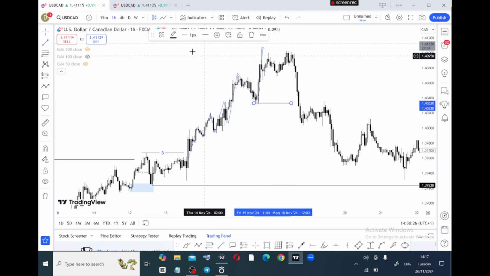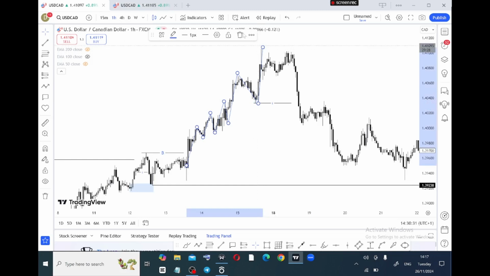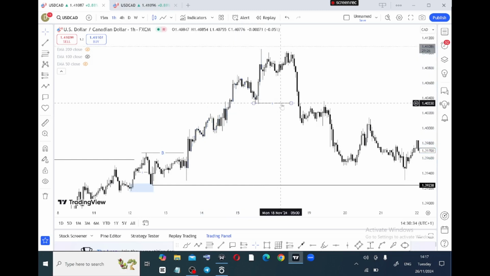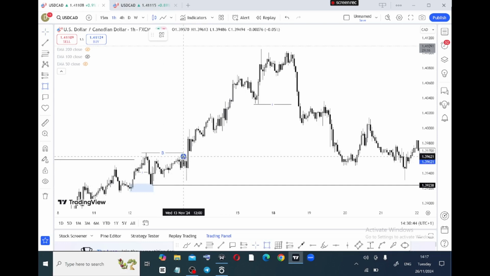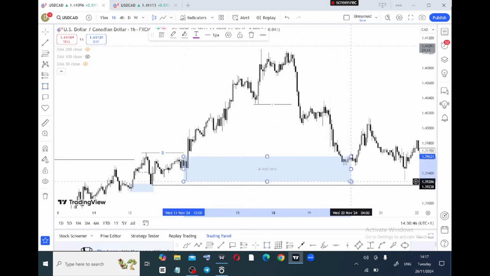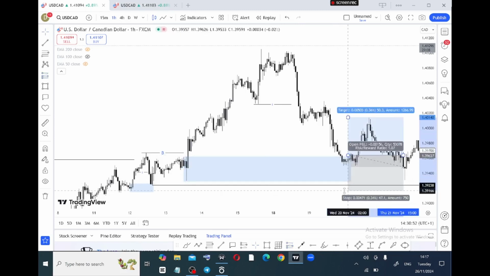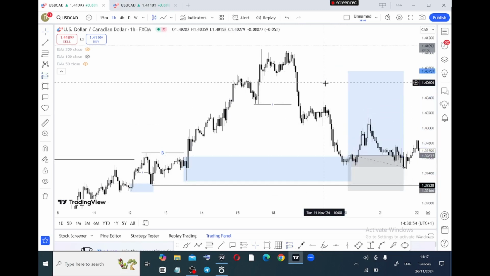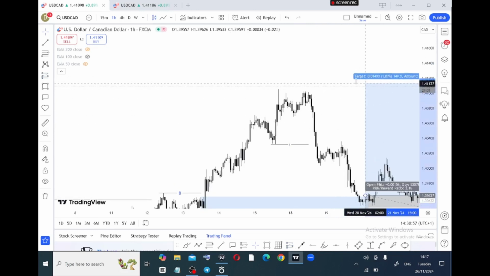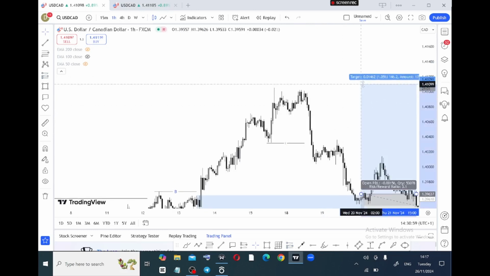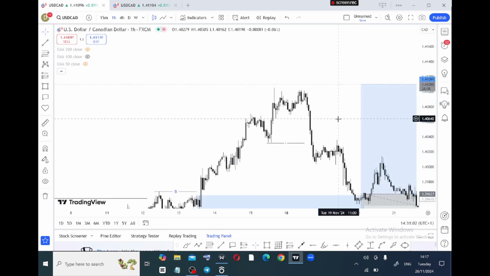So immediately I saw this, I liked this level as my inducement, and I said, okay, since I identified my inducement, where is my last low? Because that last low that the market created is where I want to take my order from. So I came to this level, then marked my order block and set my limit order. I actually placed a trade here, put my stop loss here and looked for 1 to 3. So this is my 1 to 3.